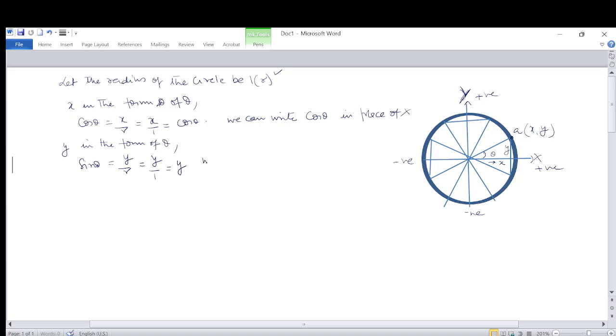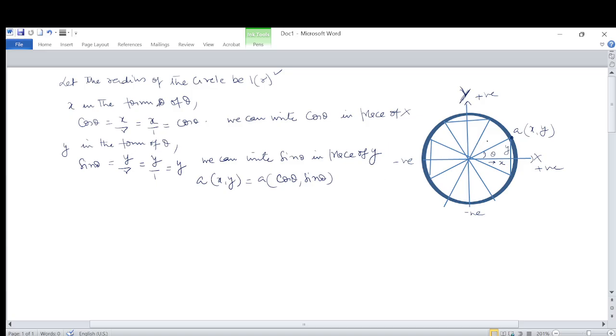So we can write sine theta in place of y. So the point A, x, y, can be written as cos theta and sine theta. I mean, the coordinates of the point A would be cos theta and sine theta.